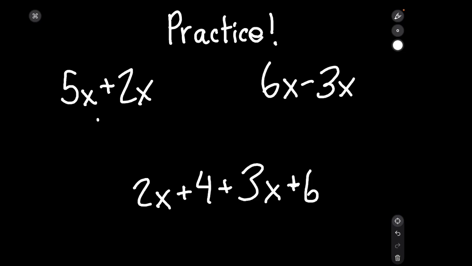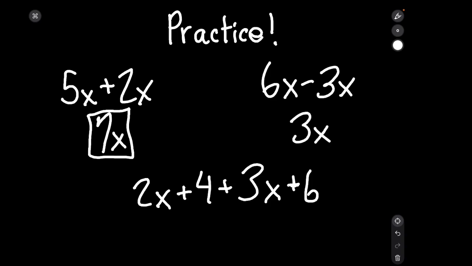Now it's your turn. Pause the video and try these on your own. Okay, let's check. For the first one, we have 5x plus 2x. So we must add them, and then we get 7x. For the next one, we have 6x minus 3x. So we must subtract 3 from 6 to get 3x.